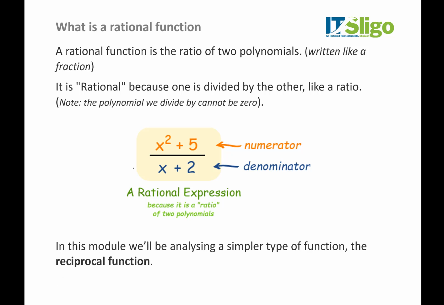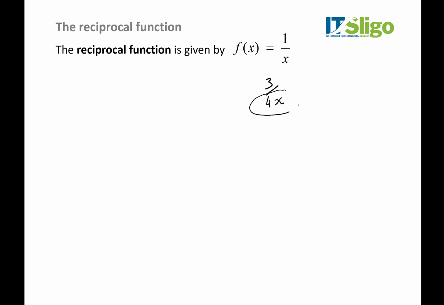In this module though, we'll be analysing a simpler type of function, similar and simpler, the reciprocal function. So the reciprocal function is given by 1 over x. Now it can be written in loads of different ways, as we'll see. 3 over 4x, anything like that. The main way you know a reciprocal function is the variable is on the bottom. It's on the denominator.